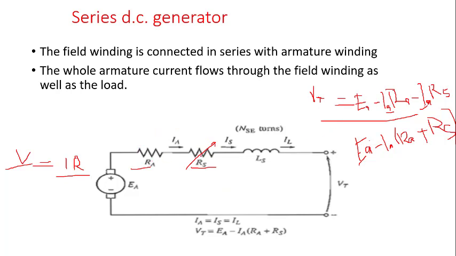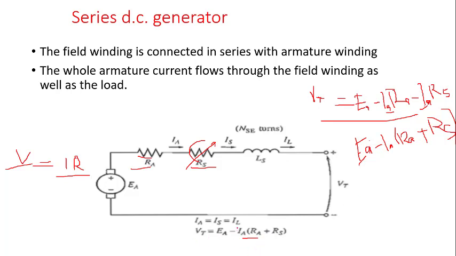I just expanded it to get the drop here plus the drop here. But since the same current is flowing through them, we can add this resistance to this resistance, then multiply by the current here. That is how we are getting this particular formula. So that's how I just proved it here.